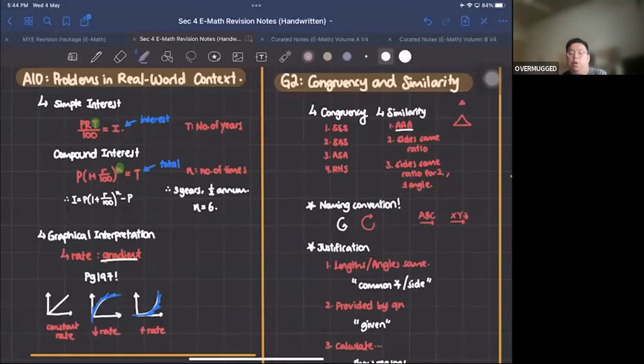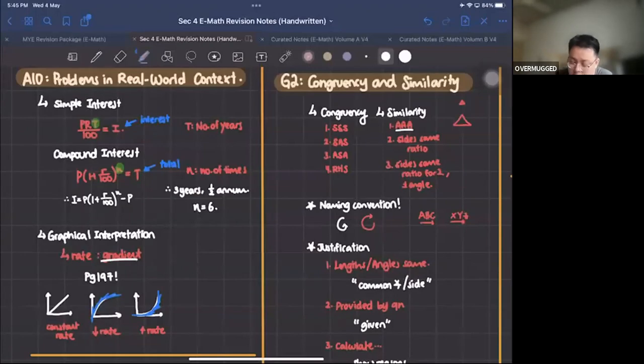So the last one will be problems in real-world context questions. For my Sec 4s, if you haven't been practicing enough Paper 2 questions, you won't know, or everyone should know, that at the back of Paper 2, the very last question is always this chapter. It's a very long question, and the last part is always 6 to 7 marks, where you need to answer a few things. So please remember that this question is important, and how to study them, of course.